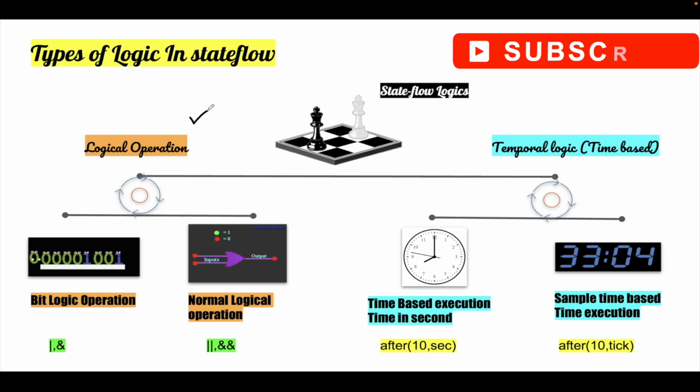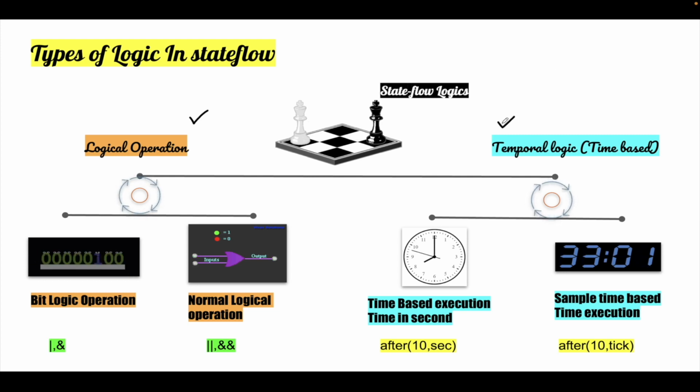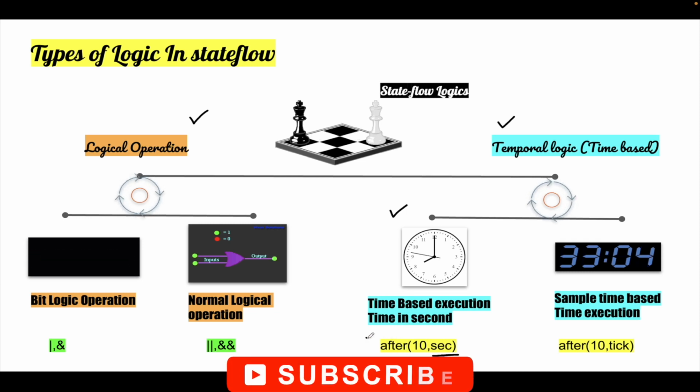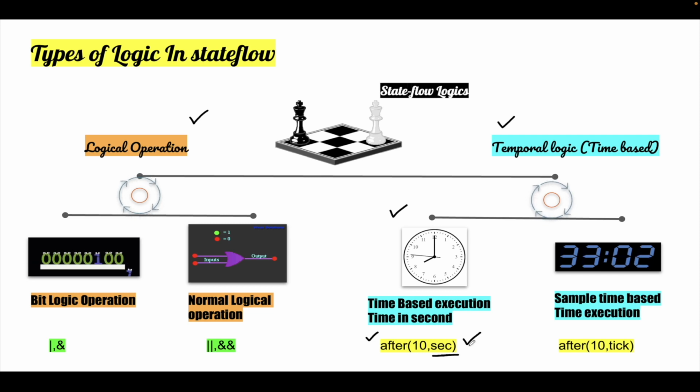Basically, in Stateflow, we have two types of logic. One is the basic logic, another is a time-based logic, which is also called temporal logic. First, let's see what is a time-based logic. When we consider time in Stateflow, we consider time in seconds. Suppose I want something to happen after 10 seconds, as per this example, then I can write the statement as after 10 seconds. This is how you write it in Stateflow in any transition.